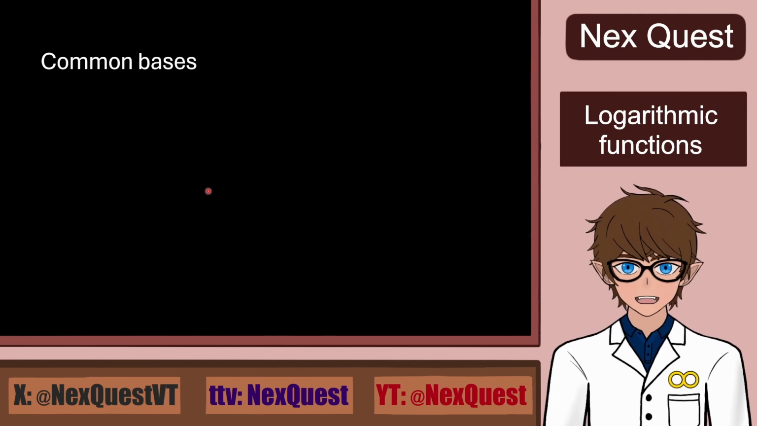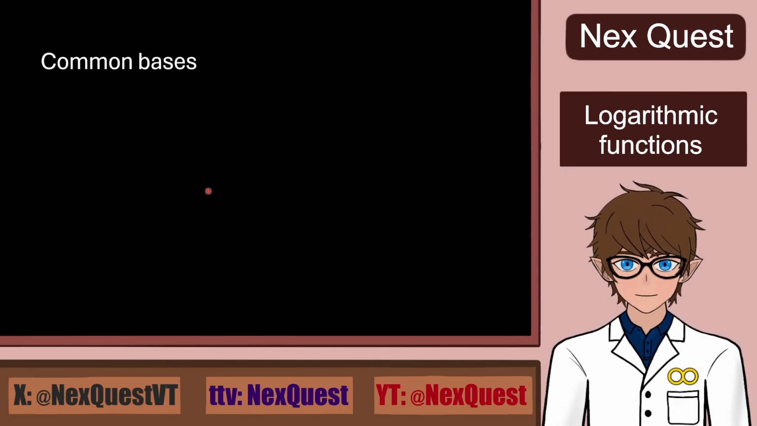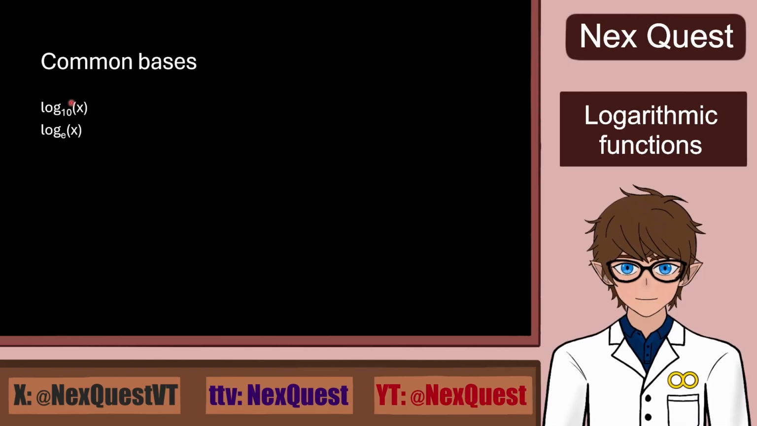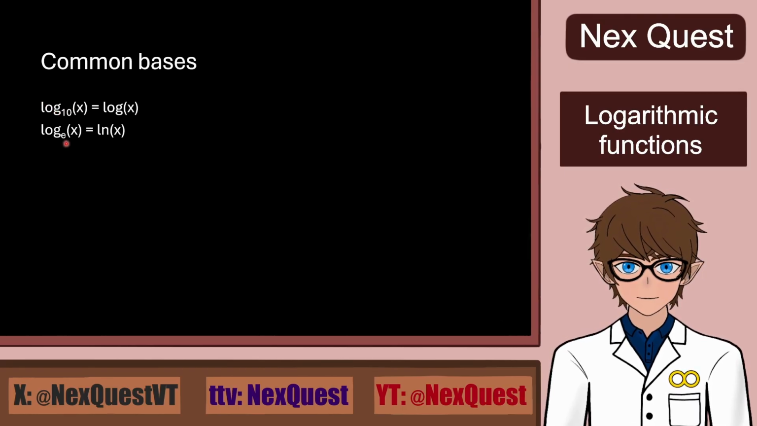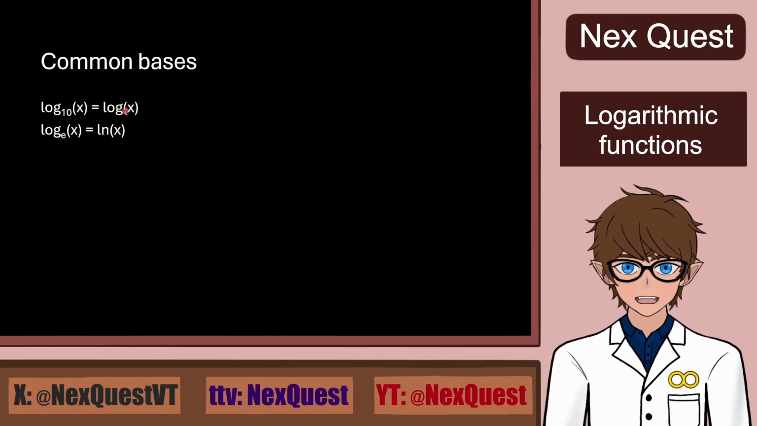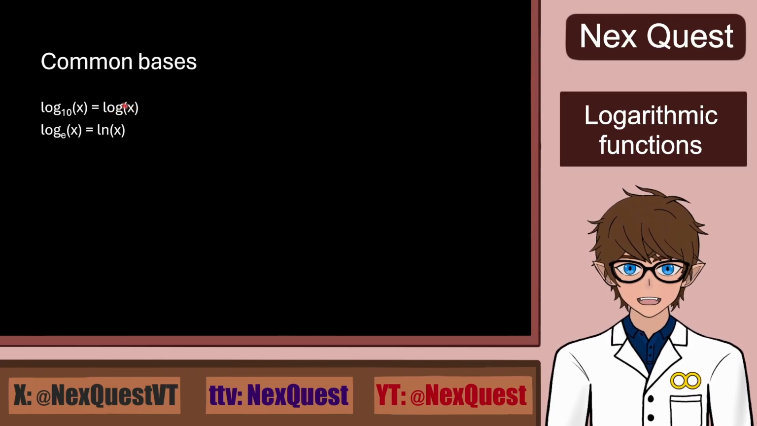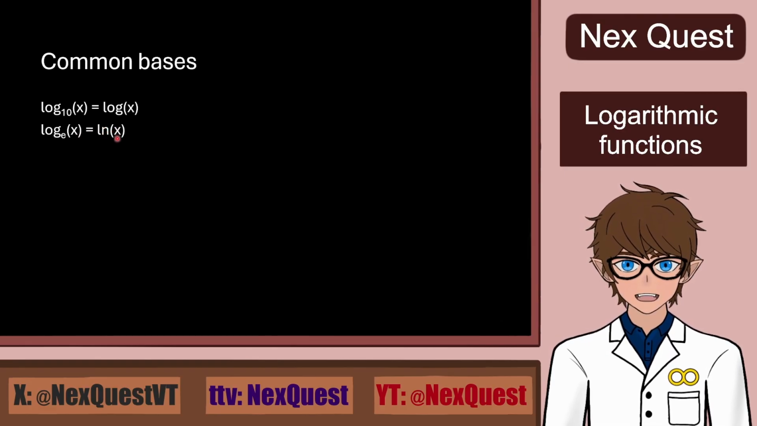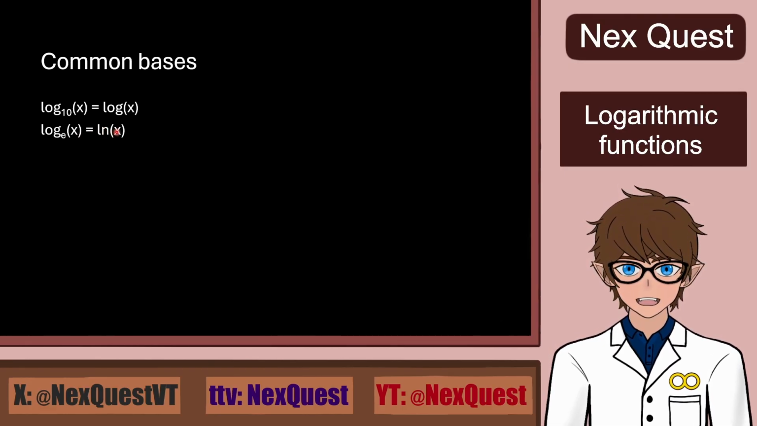The first thing is very important, the common basis, aka the a and the subscript. The most common two are 10 and e. They also have their own markings. Base 10 can also just be written as log of x, so 10 is omitted, and base of e can be written as ln of x, and is read as natural logarithm.